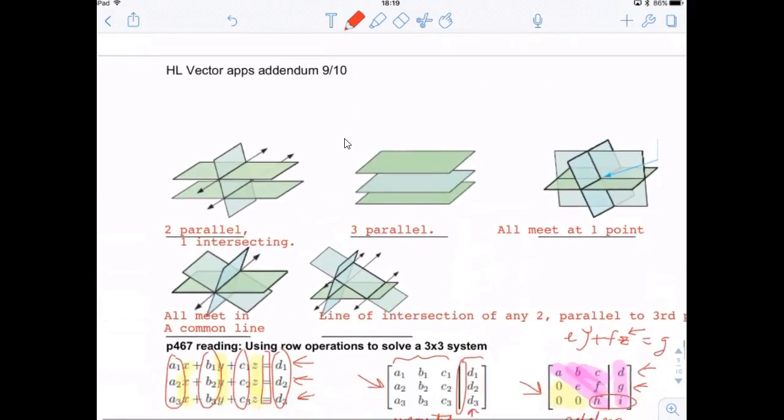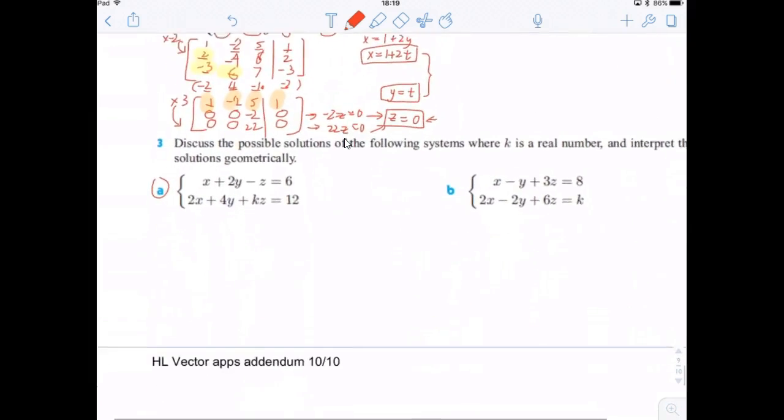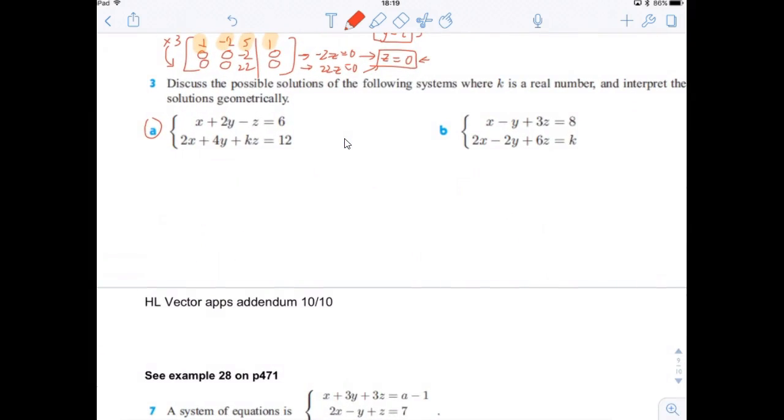Let's go back to the problem. How do we know whether planes are parallel or intersecting? Well, remember that the equation of the plane tells us the orientation of the plane. And where do we see it? We see it by the coefficients of x, y, and z. By the coefficients of x, y, and z, we can determine what the normal vector is.